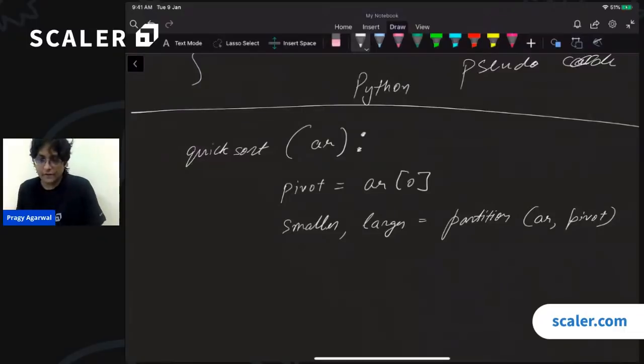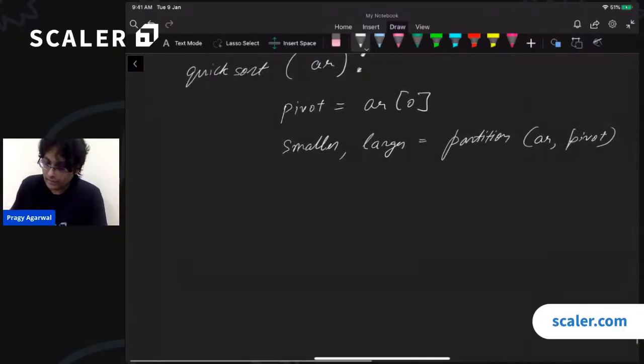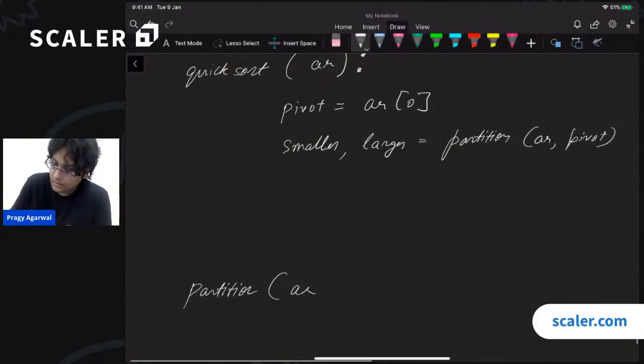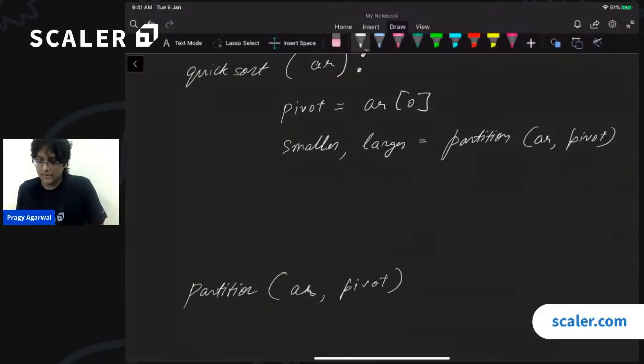So this partition is a function that we will write. Over here we will write the partition function as well. This will take an array and a pivot, and it will return us two arrays. We will write this later on.